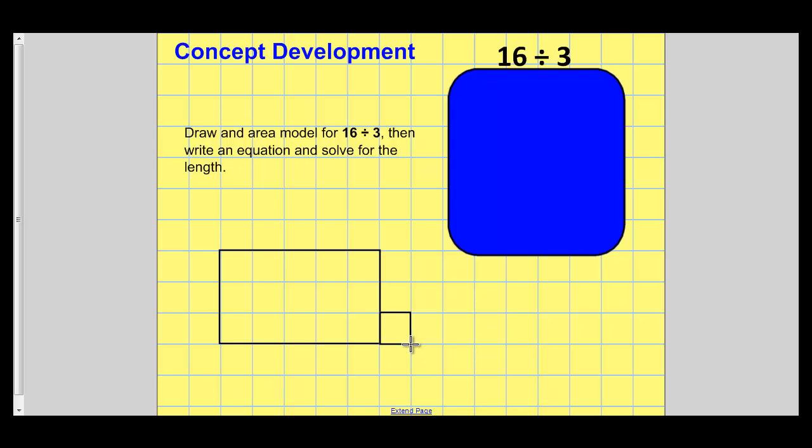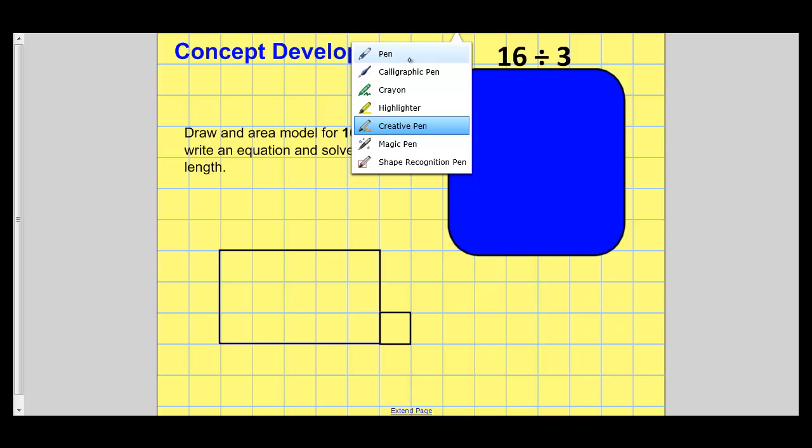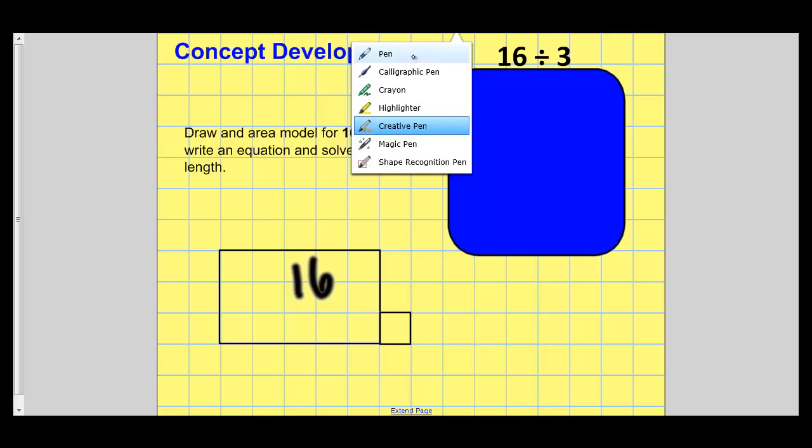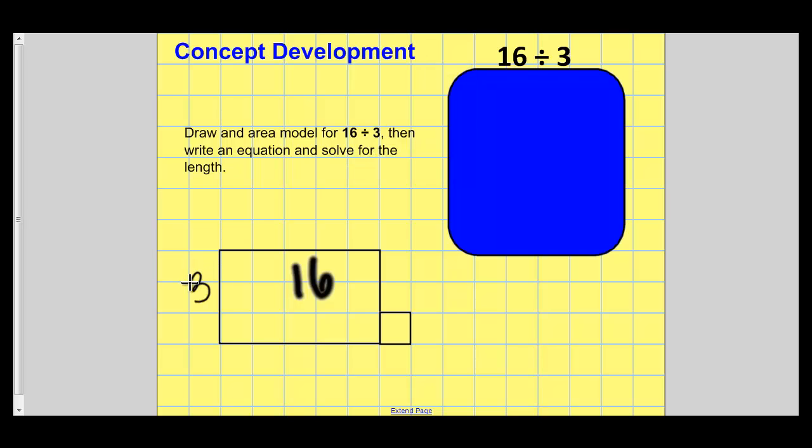I've got an area of 16 still. I have a width of 3. And my length would be 1, 2, 3, 4, 5. Nothing times 3 equals 16. So I'm trying to get as close to 16 as I can. And as close to 16 as I can would be 15. So 5 times 3 is 15. So when I solve the problem, 16 divided by 3, the answer would be 5 with a remainder of 1.